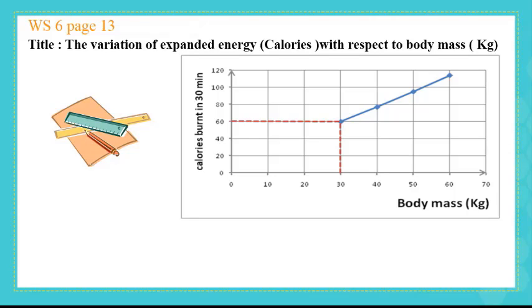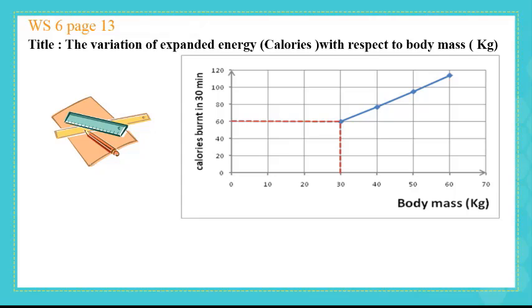In this graph, there are two variables. Variable 1, body mass in kilograms, which is located on the x-axis. Variable 2, calories burned in 30 minutes, which is located on the y-axis. We explained before that the number of variables determines the number of rows needed. So, here there are two variables, then we need to draw two rows. Please, carry your pencil and ruler, then draw with me two rows.